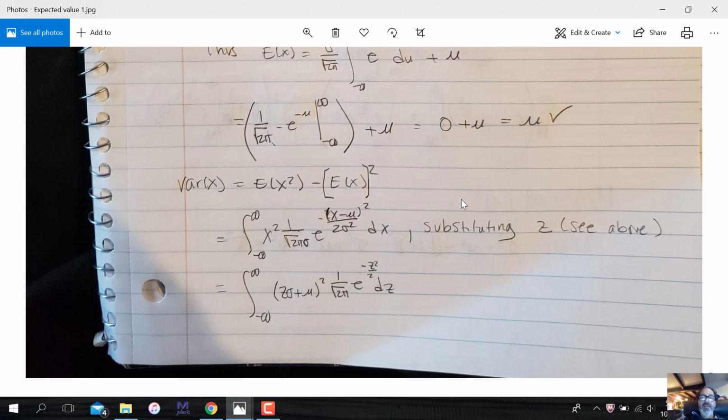So let's go ahead and do this. We're not going to worry about this part here because we just did the expected value of x, which is mu. So this is going to be mu squared, so we don't need to worry about that. So let's just focus on the expected value of x squared.